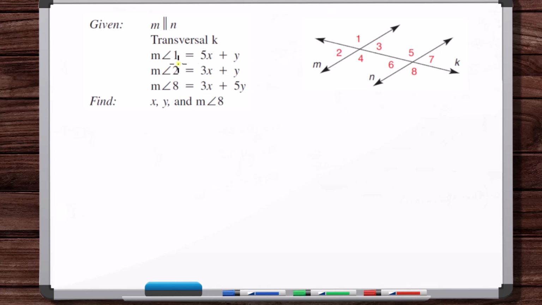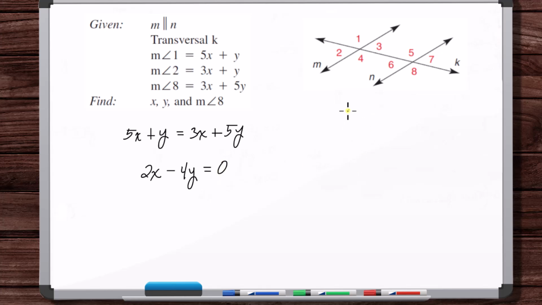Okay, same setup here, but now they give us measure of angle 1, measure of angle 2, measure of angle 8 in terms of x and y, and we want to find x, y, and the measure of angle 8. So how is the measure of angle 1 and the measure of angle 2 related? Let's start off with measure of angle 1 and measure of angle 8. That's opposite exterior angles, so those are equal. So let's set the measure of angle 1 and the measure of angle 8 equal to each other. So subtract 3x from both sides, subtract 5y from both sides.